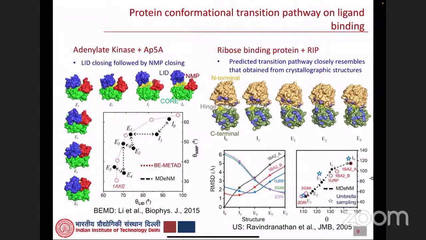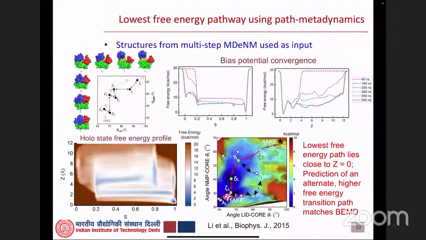Now finally, what we did was we took these structures as inputs to a path metadynamics simulation to find out whether the path which we are predicting is indeed correct or not. That is, the set of structures we have predicted, do they lie close to z equal to 0 or not? Here I'm only showing you the answers for the holo state. We required around 500 nanoseconds of simulations to get convergence.